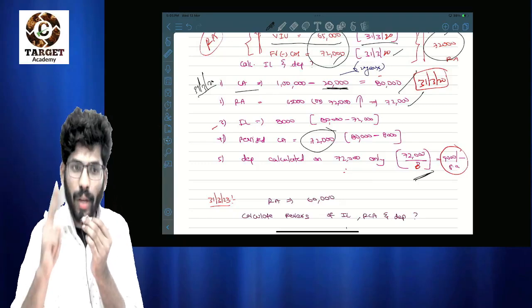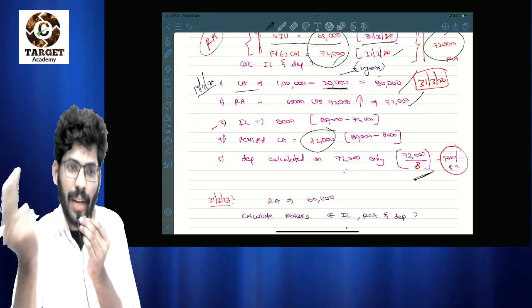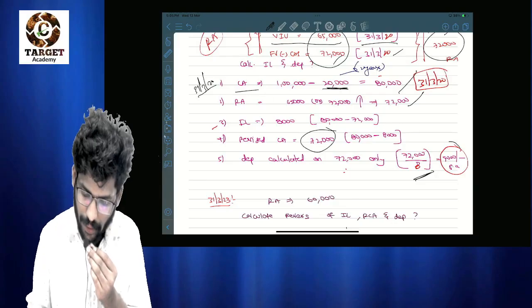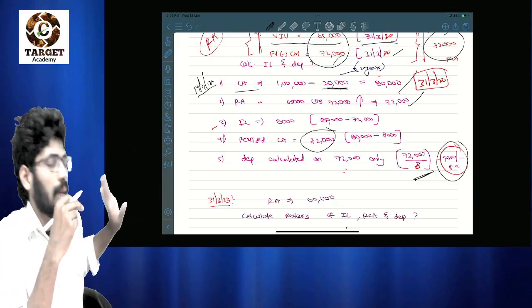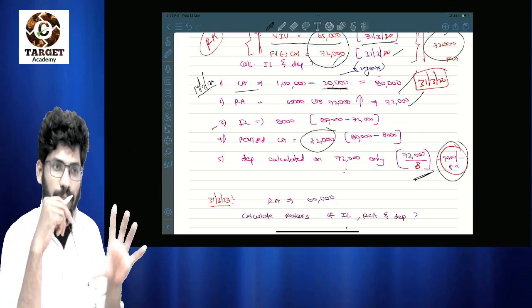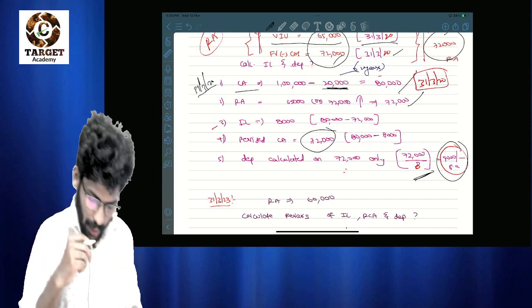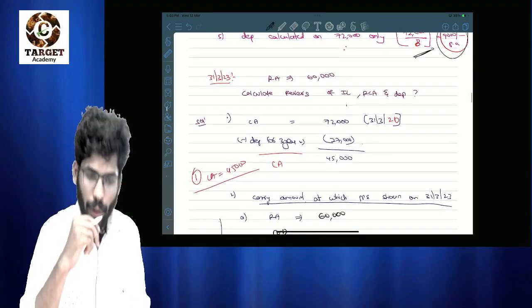What is the depreciation from 2020-21? We have completed 2 years already, right? So balance years is 8 years. Then what is the depreciation for each year? 9,000 per annum. Correct or not? Yes. This is the normal case. Now I'm going to the next case.